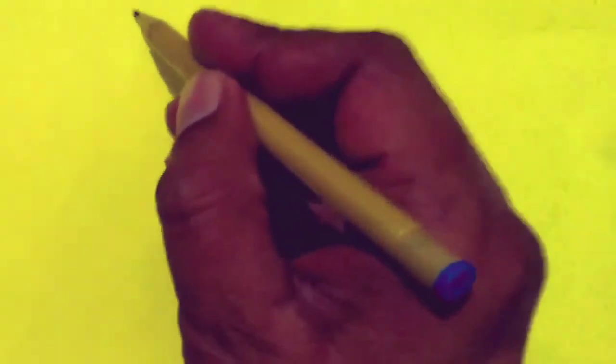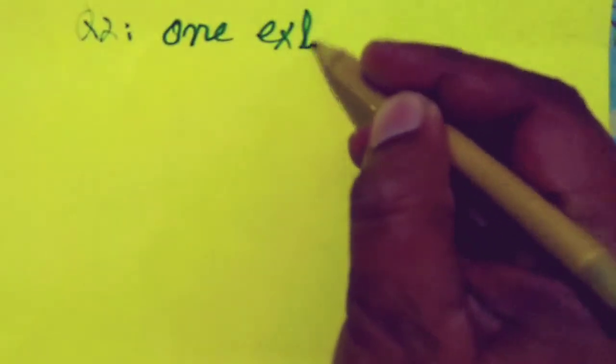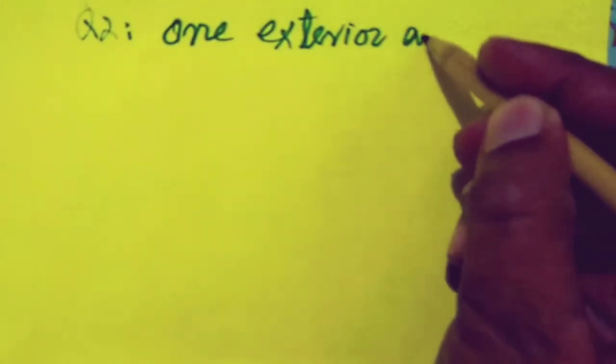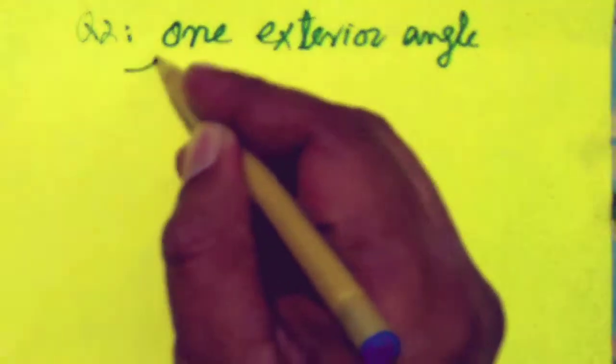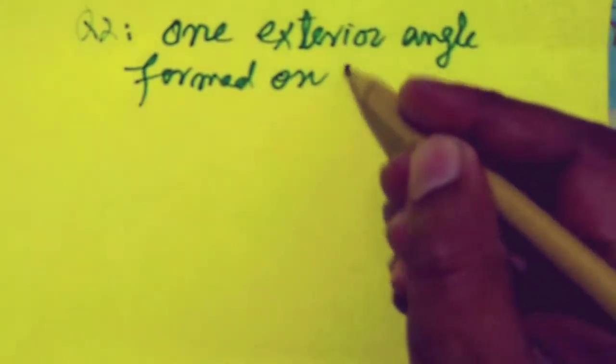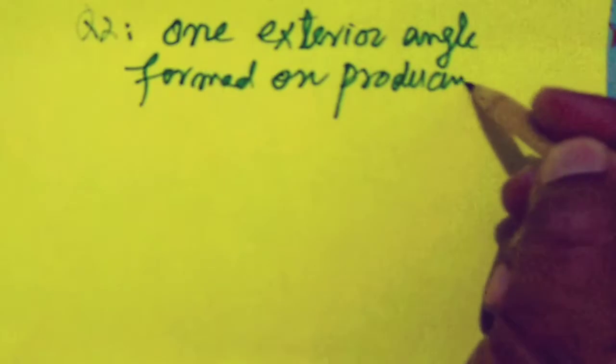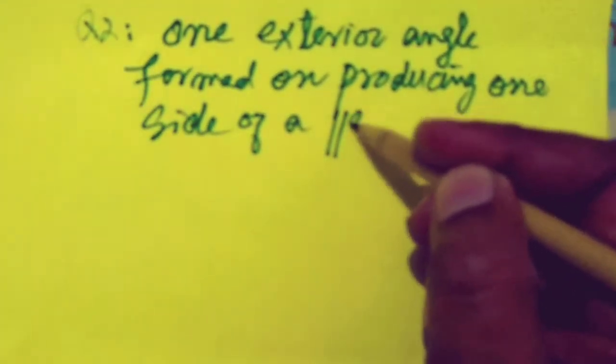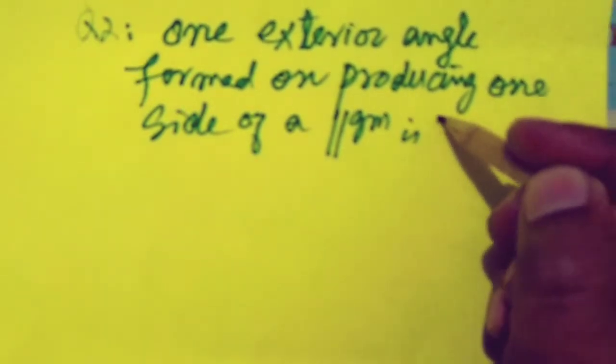Question 2. One exterior angle formed on producing one side of a parallelogram is 40 degree. Find the measures of its interior angles.